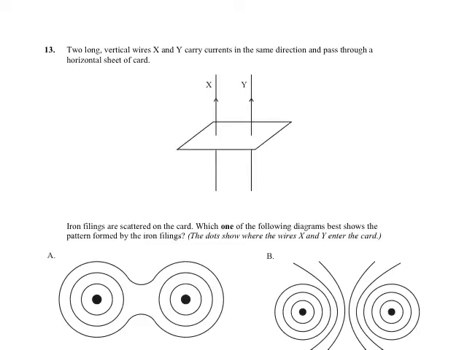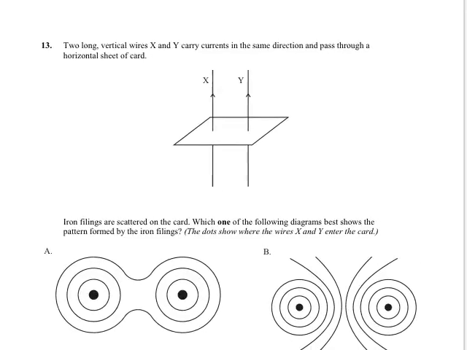This should be a fairly familiar question now. Two long vertical wires, X and Y, carry currents in the same direction and pass through a horizontal sheet of card. Iron filings are scattered on the card.